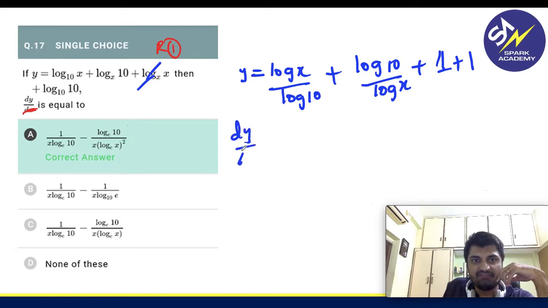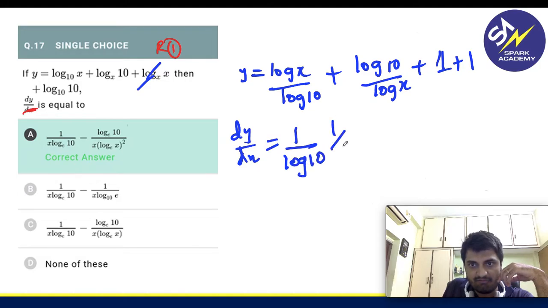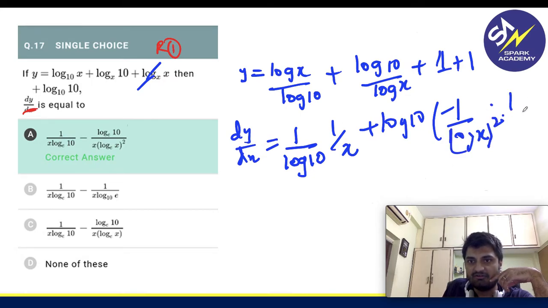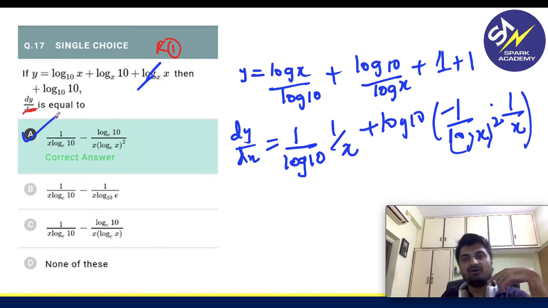Now if I want to do dy by dx, what will I get? 1 by log 10, I can take it as it is. Derivative of log X is 1 by X. Plus log 10 as it is, derivative of 1 by log x is minus 1 by log x whole square into derivative of log x is what? 1 by x. This is what you will get, guys. So first option will be your answer. Straight laddu question again.